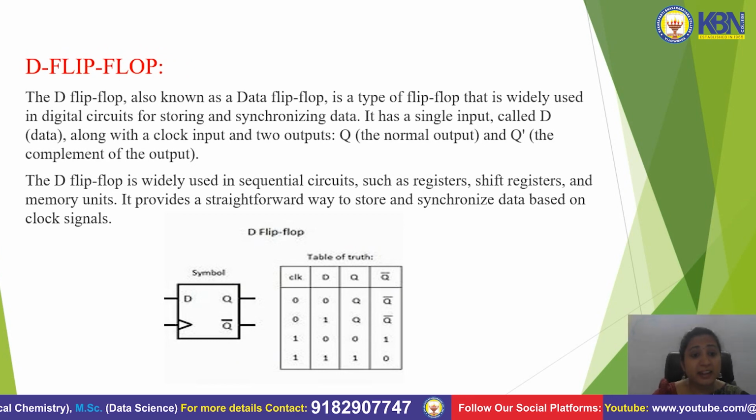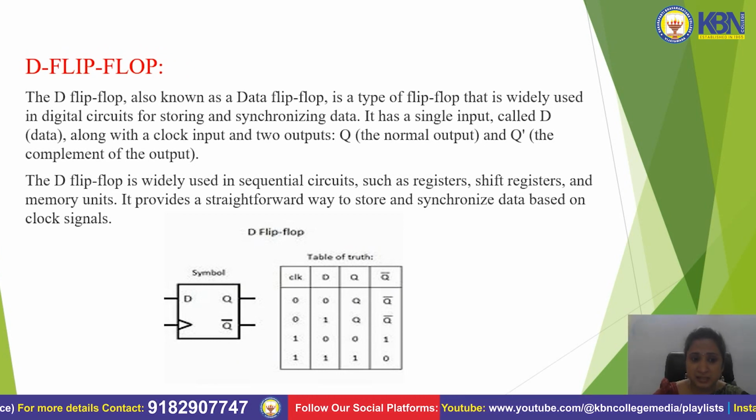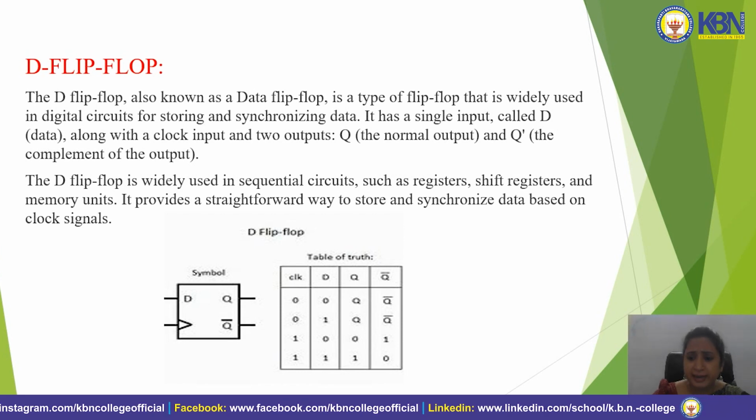Next, see the D flip flop. It is another type of flip flop used in digital circuits for storing and synchronizing data. D flip flop means data flip flop. So here we can store the data and synchronize it using clock frequencies. It is widely used in sequential circuits, for registers, which store data, information and programming, and different kinds of memory locations, as well as shift registers.